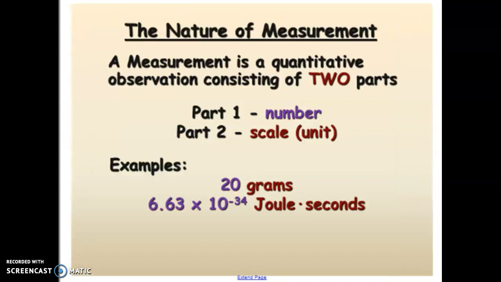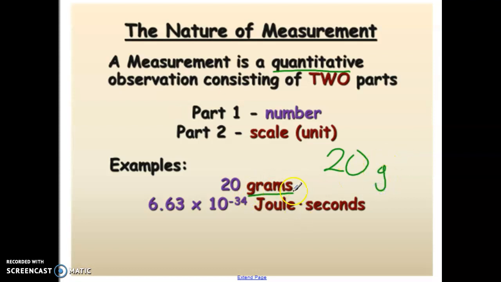So anytime you are dealing with a quantitative number, or I should say observation, so something that includes a number, you should have the number as well as the scale that is being used, or the unit. So for example, if I were to just say 20, that doesn't really tell us any information. Is that 20 pencils, or 20 grams, or 20 candles, or 20 centimeters? So you have to include the unit as well.